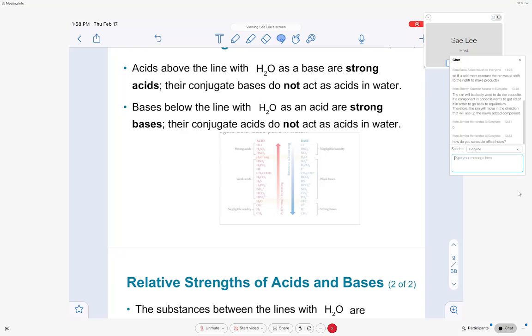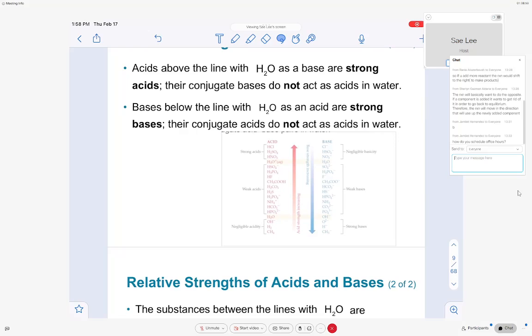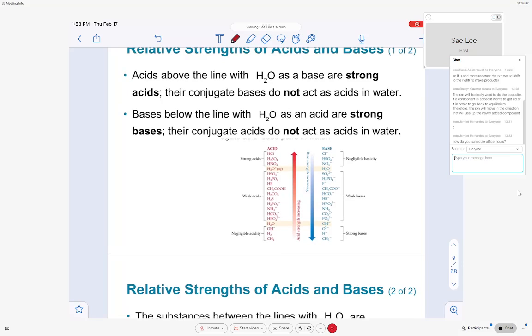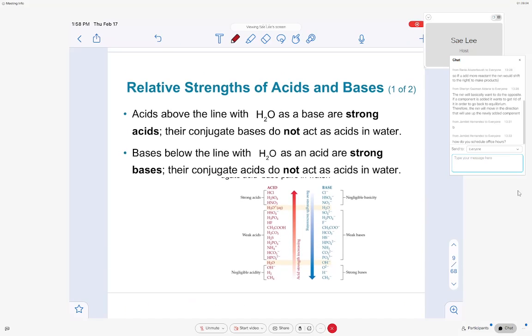I forgot to add this diagram on this slide. But okay, moving on to the next concept.